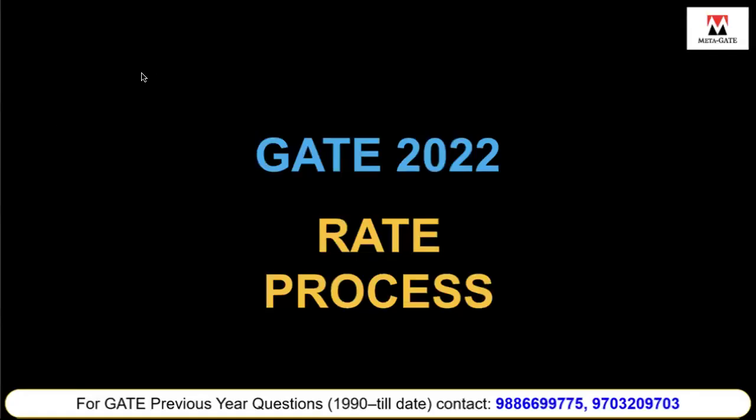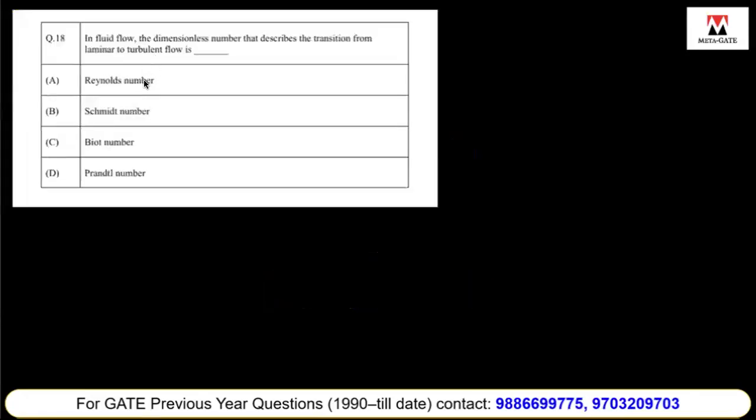GATE 2022 rate process questions. In fluid flow, the dimensionless number that describes the transition from laminar to turbulent flow is: Reynolds number, Schmidt number, Biot number, Prandtl number. Reynolds number.